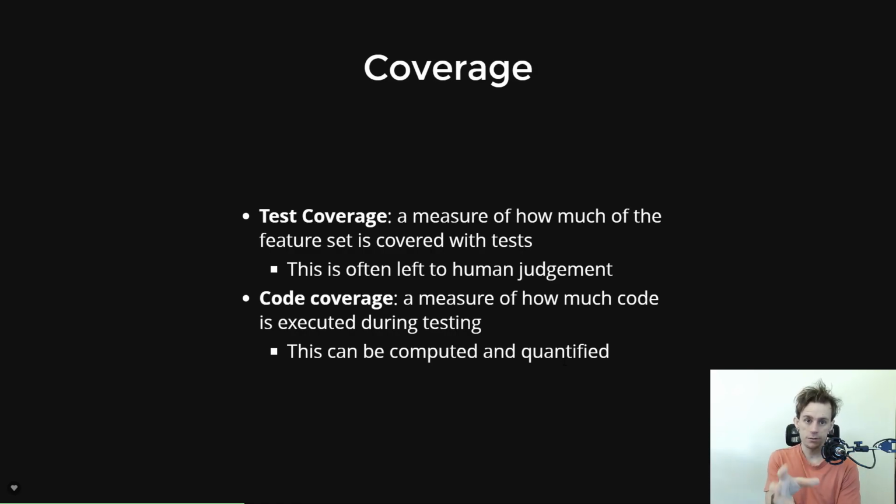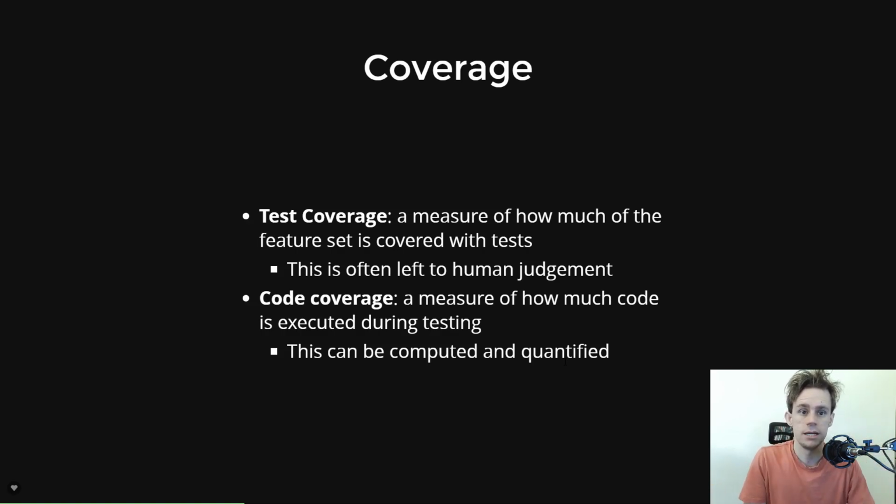And there are two types of coverage you can look at when it comes to tests. You have your test coverage and your code coverage. Your test coverage is a little bit more qualitative. It's how much of the feature set is covered with tests. And this is basically what you are doing in iteration 1. You're looking at the feature set, counting them on your hands and saying, yeah, we tested that, tested that, tested that. We tested all these things. Great, done. That's test coverage.